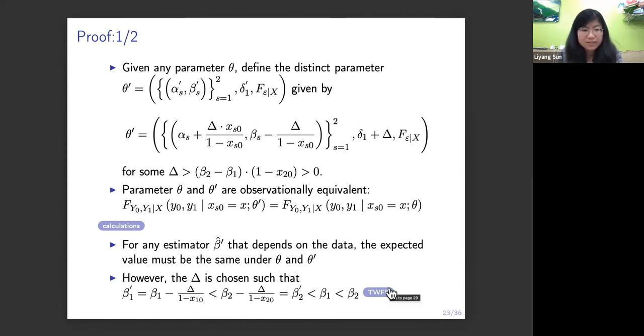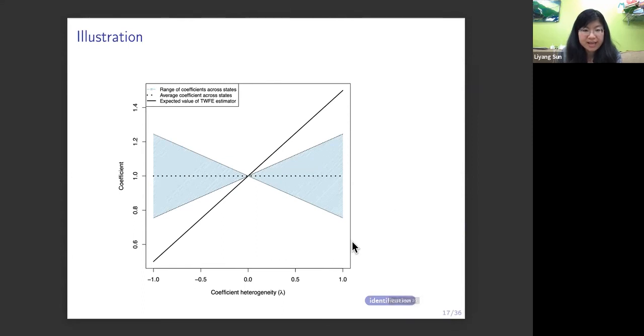This result coincides with what we discussed for the two-effect estimator previously, in the sense that it can estimate an average of the coefficients when lambda is 0, but once we change the lambda a little bit to allow for some treatment effects heterogeneity, the two-effect estimator starts to behave poorly and its expected value can lie outside the range of the true coefficients.